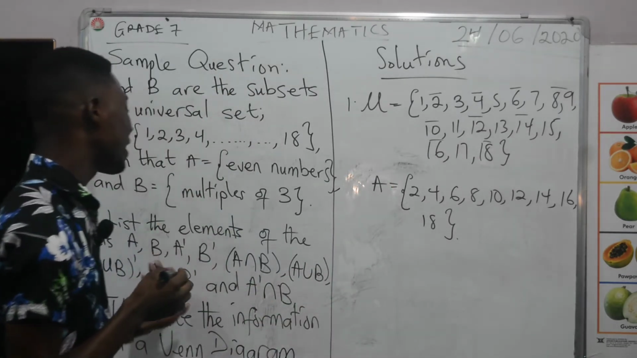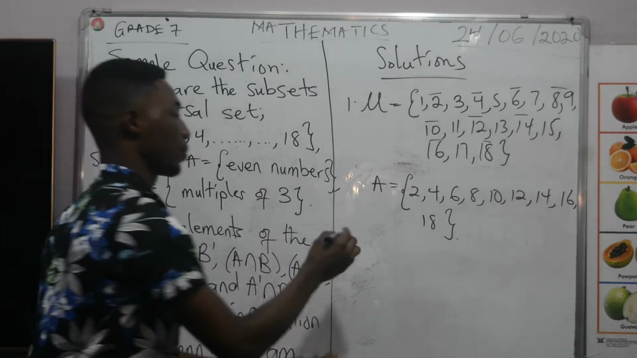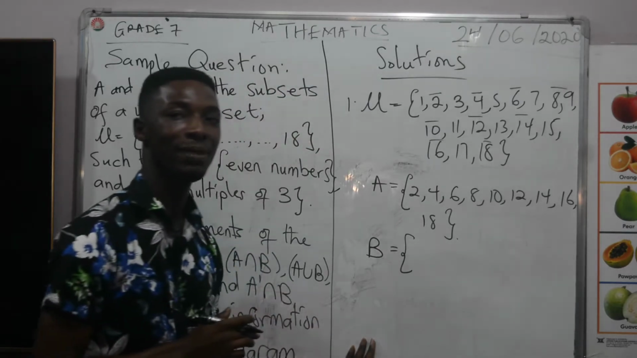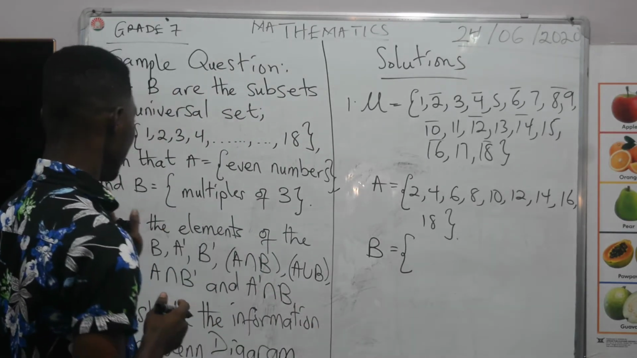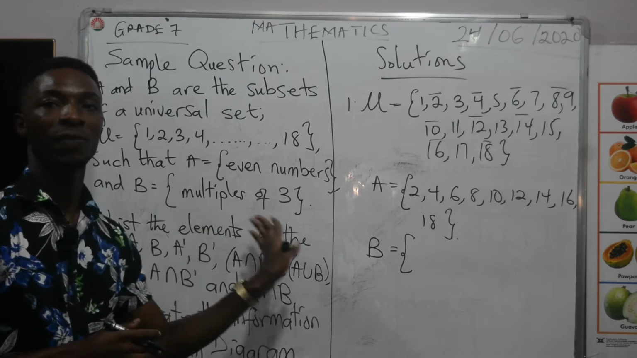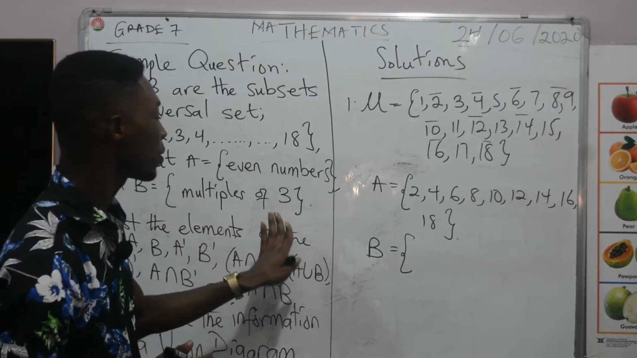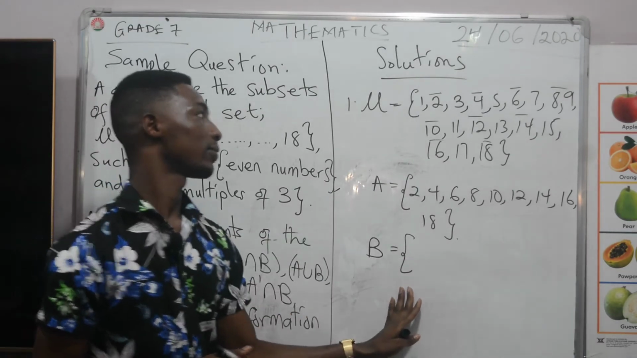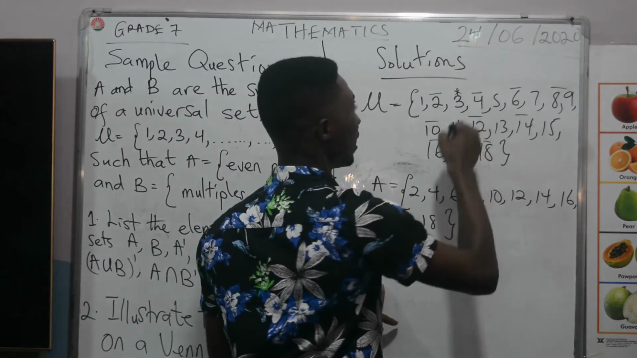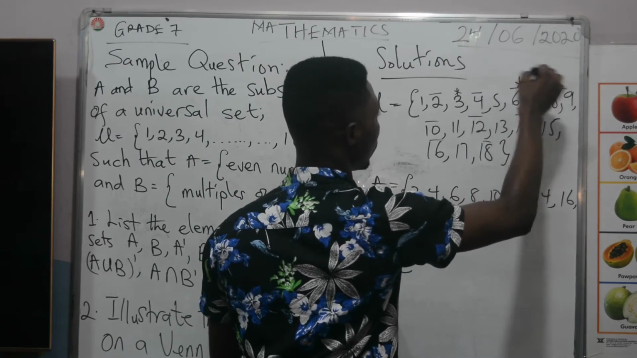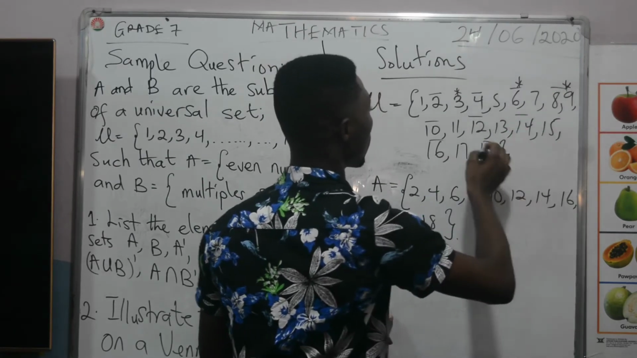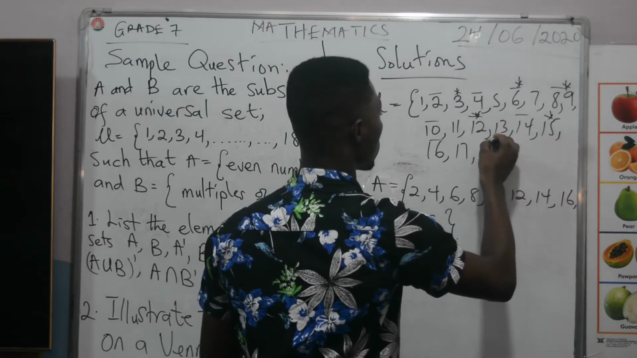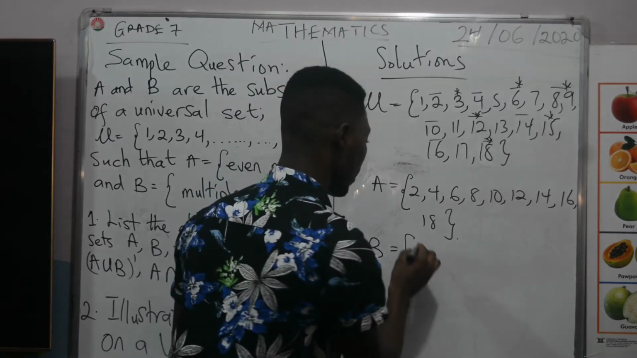Then I move on to list the elements of set B. How do I get the elements of set B? According to the question, set B contains multiples of 3. So all the multiples of 3 that are inside the universal set are elements of set B. These are the multiples of 3 here. So I put them in set B.